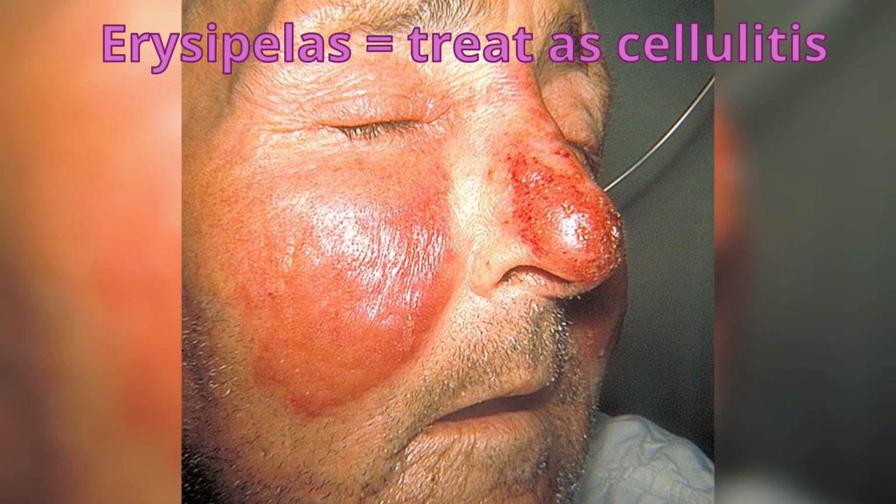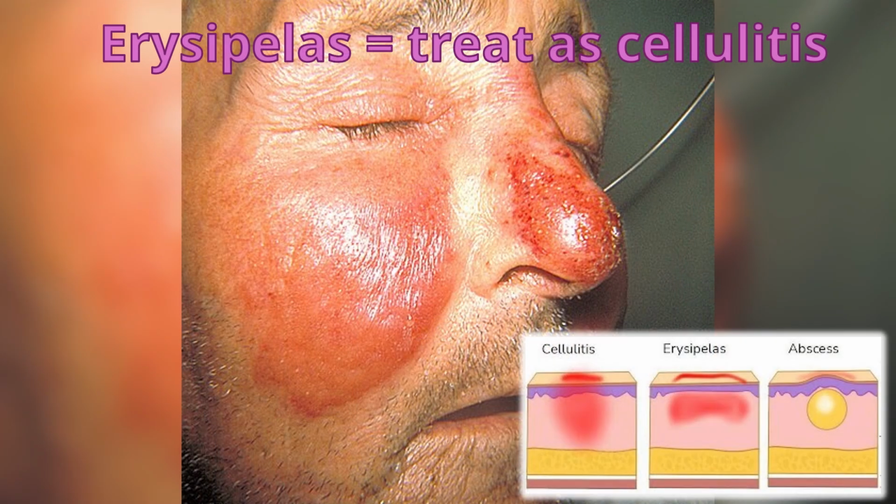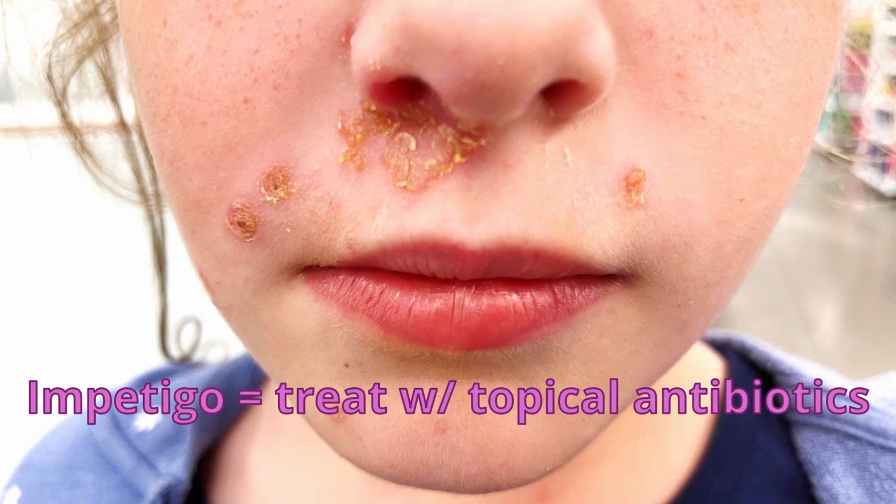There's another term you should be familiar with called erysipelas. It's a more superficial skin infection with clear demarcation. The differentiation between cellulitis and erysipelas isn't really important. You treat them both the same. Another important term is impetigo. This is usually seen in kids with localized vesicular eruptions, typically on the face, with golden or honey crust, and you only need to treat this with topical antibiotics such as mupirocin.